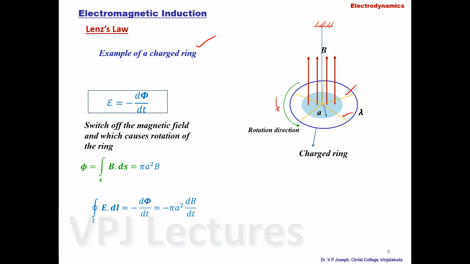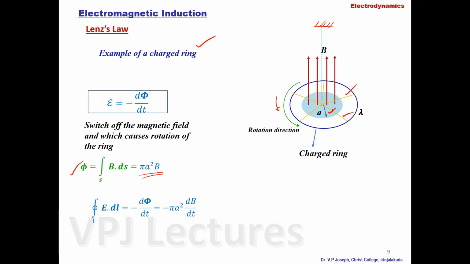This is a charged ring, and as the EMF is generated in order to oppose the change in magnetic field, the charges on the conductor try to move in the counterclockwise direction. The associated force produces a rotational effect on the ring, and the ring rotates about its hanging point. The flux for this particular example may be taken as phi equal to surface integral B dot ds, or pi a square B, where a is the radius of the magnetic field region.